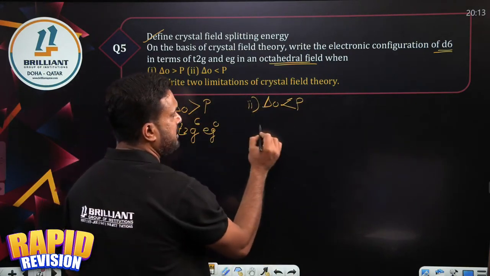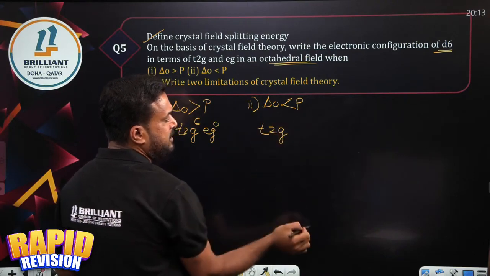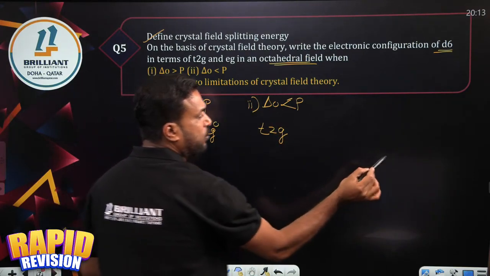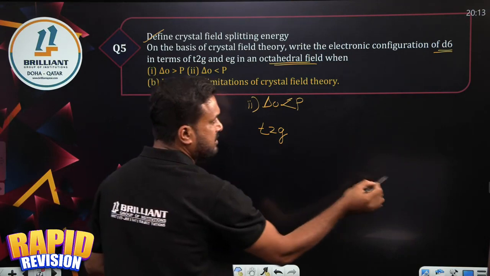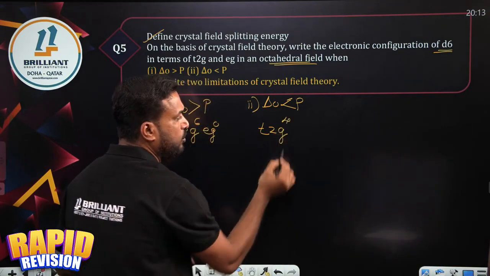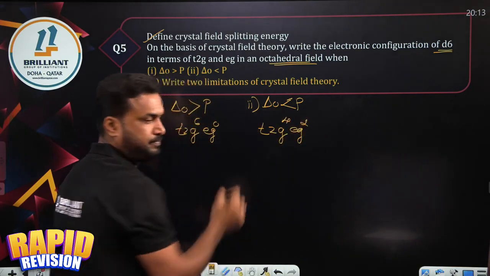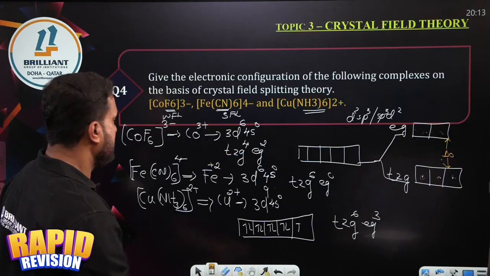So pairing up will not take place. Pairing up will not take place means what? Here there are 6, how will you arrange? So 1, 2, 3, 4, 5, 6. So T2G will be what? 4. EG will be how many? 2. You understood the pairing process, okay?